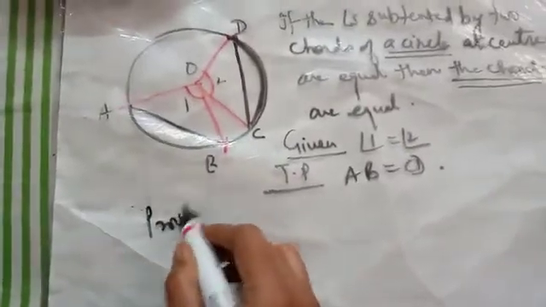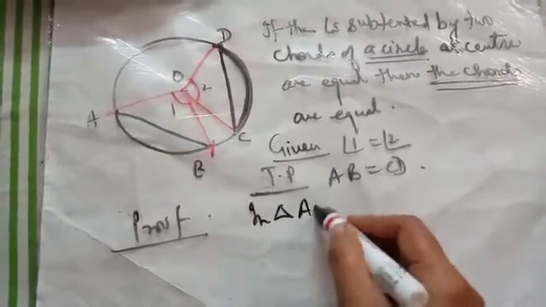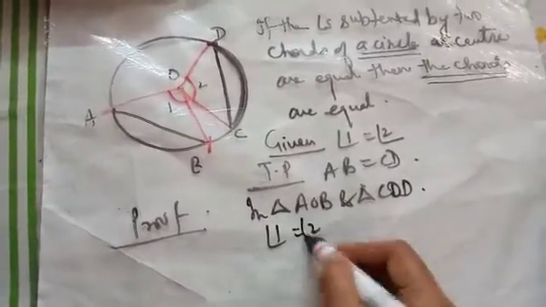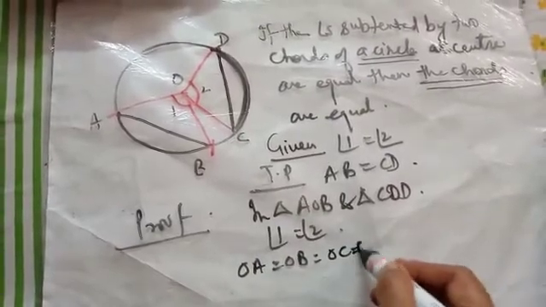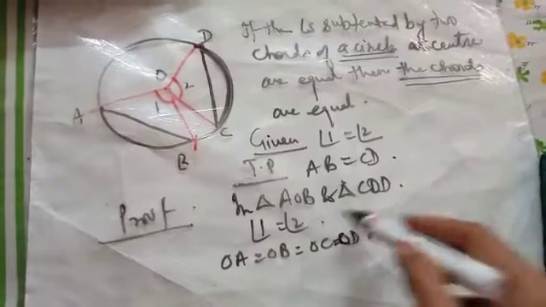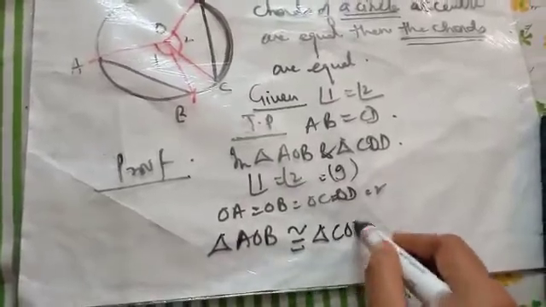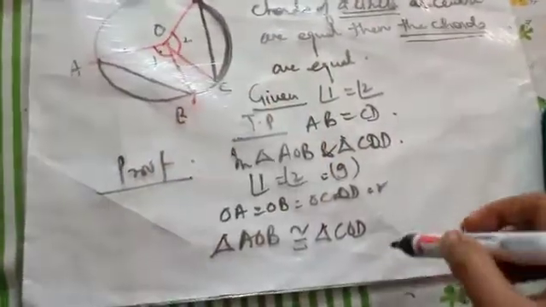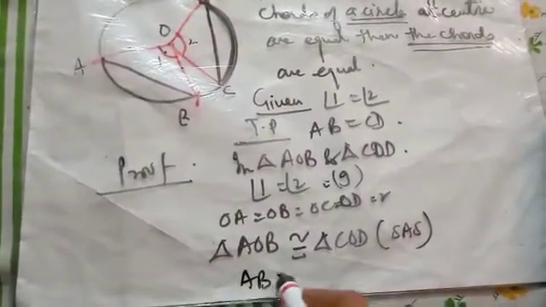Now what will happen? Let us see in the proof. In the proof, in triangle AOB and triangle COD, angle 1 is equal to angle 2. OA is equal to OB is equal to OC is equal to OD. Why? Because they are the radii of the same circle. This is given to us. So triangle AOB is congruent to triangle COD by which criteria? This is SAS criteria. SAS criteria. And hence I can say that AB is equal to CD.